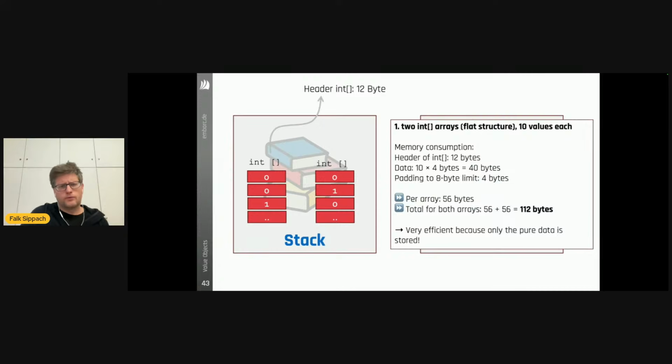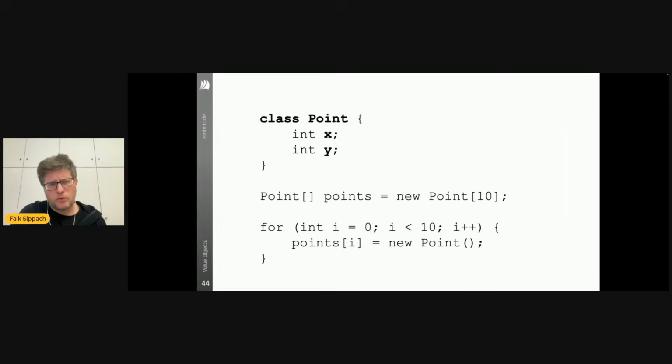And then we have 10 times for 10 values, 10 times 4 bytes, and some padding. And in the sum, we have 112 bytes. On the other hand, when we use just a class Point with x and y, and then we have a point array of 10 points, and just think about 1 million or 100 of millions of points, but here we have just 10.